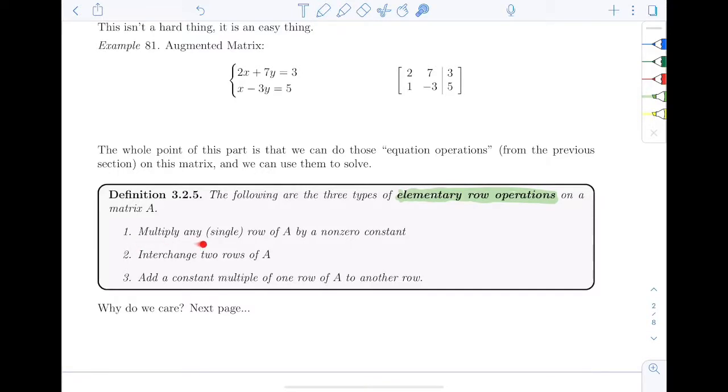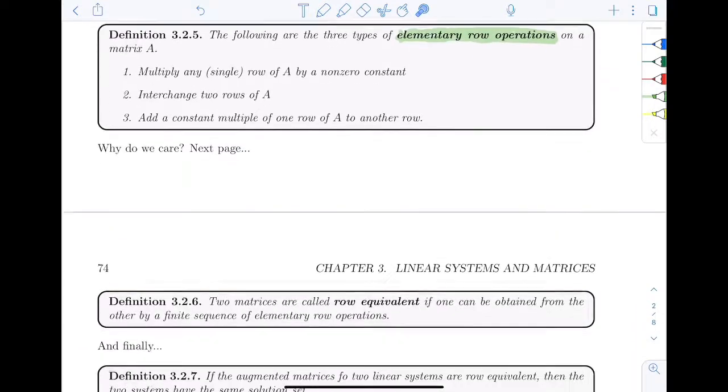So we're going to multiply any single row of A by a non-zero constant, or we can interchange two rows of A, or we can add a constant multiple of one row of A to another. I think I had maybe two of those reversed the last time we said it. And why do we care about this? Well, here's why we care.